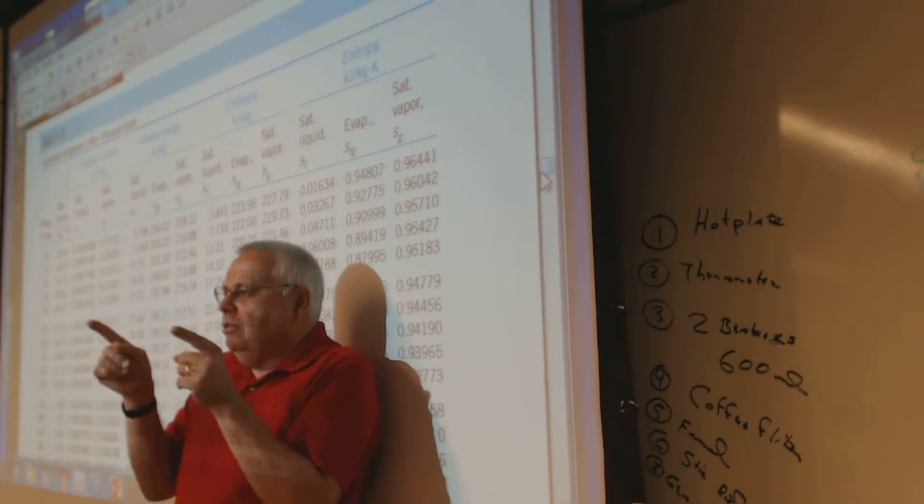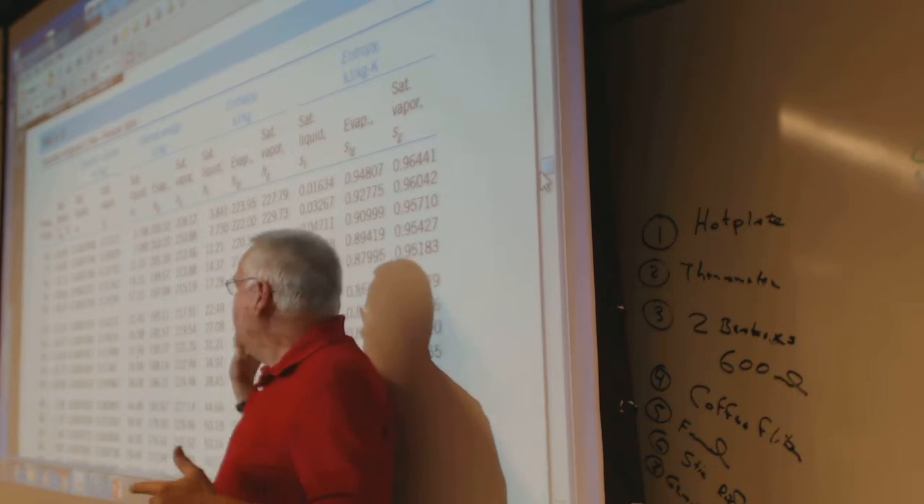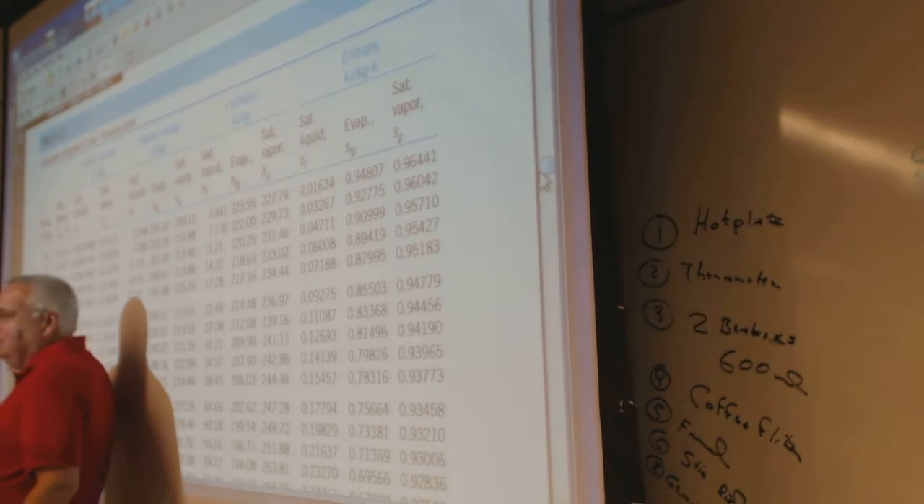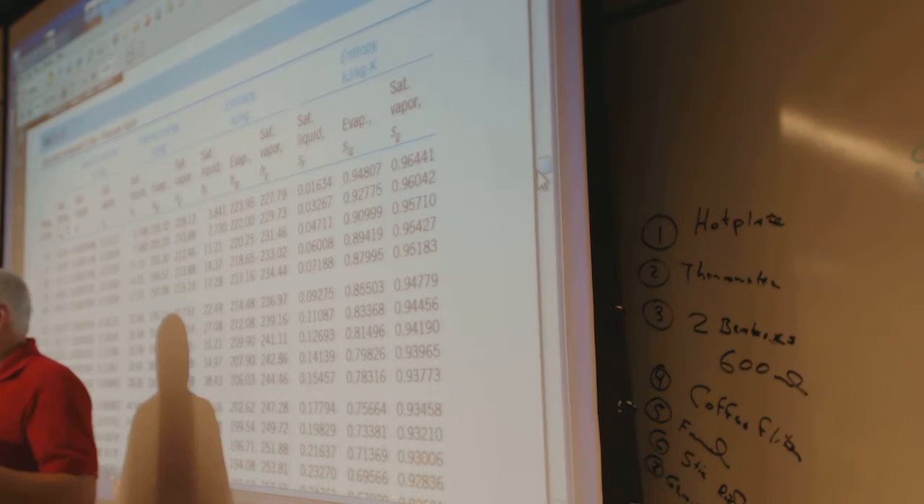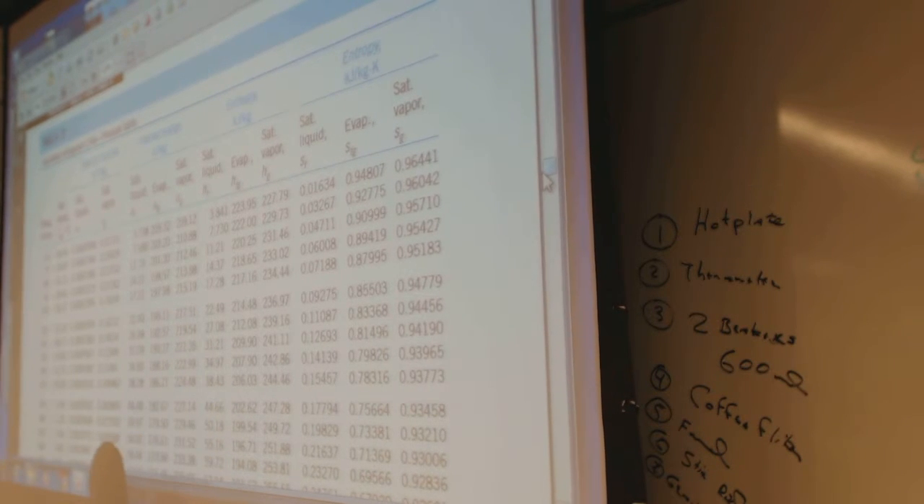So if you're in between, if it's in between any of those values, then you know the temperature and the pressure, regardless of the quality, too. It's independent of the quality, no matter how much. Do you know how to find quality?